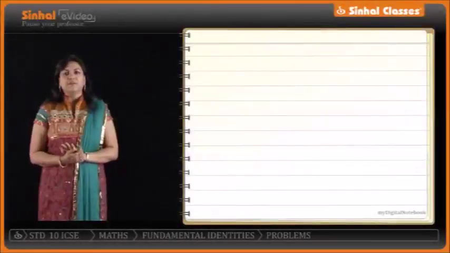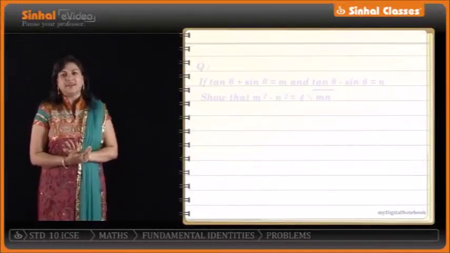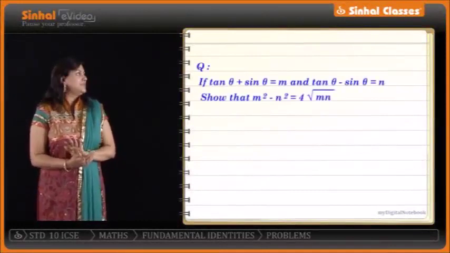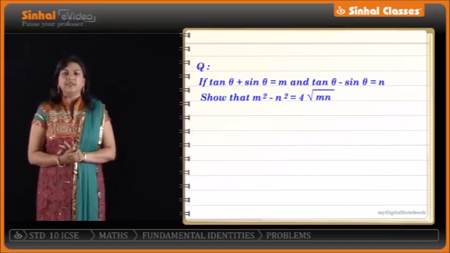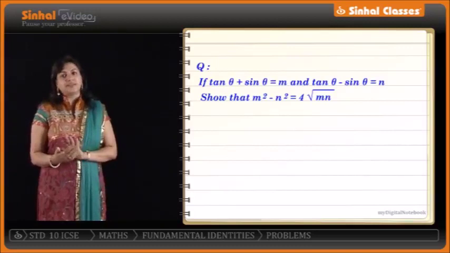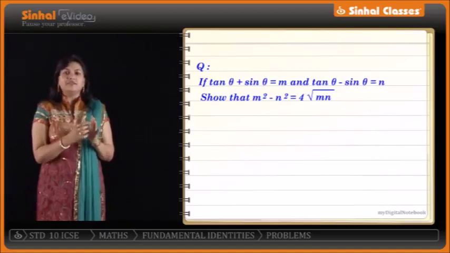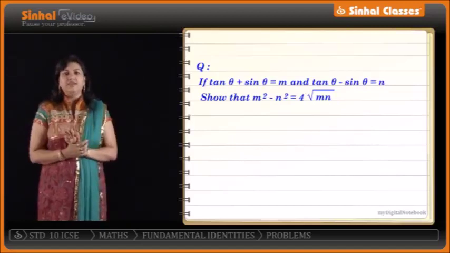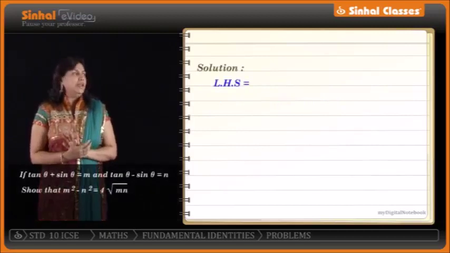Now to the next problem, which is quite interesting. If tan theta plus sin theta is equal to m and tan theta minus sin theta is equal to n, prove that m square minus n square is equal to 4 root mn. Now here we are given the values of m and n. So we start with LHS and substitute m and n.